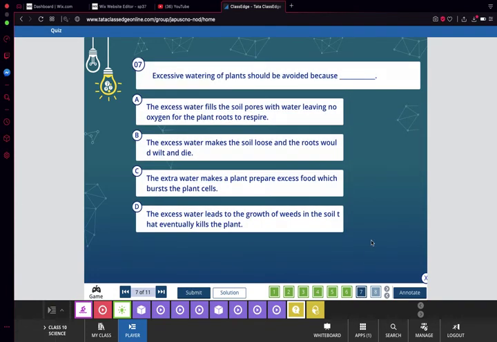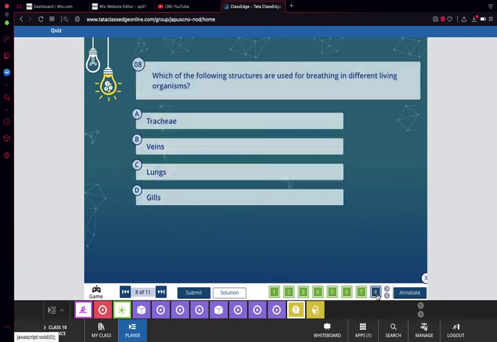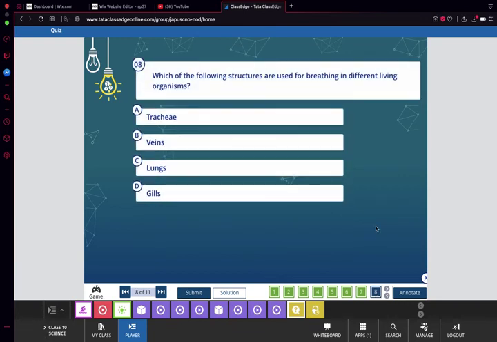Excessive watering of plants should be avoided because, yes, think over the answer of this question. Yes, the solution is the excess water fills the soil pores with water, leaving no oxygen for the plant roots to respire. In an earlier question, we have already seen that question in another form, and the same question is repeated here in another form. Now come to question number 8.